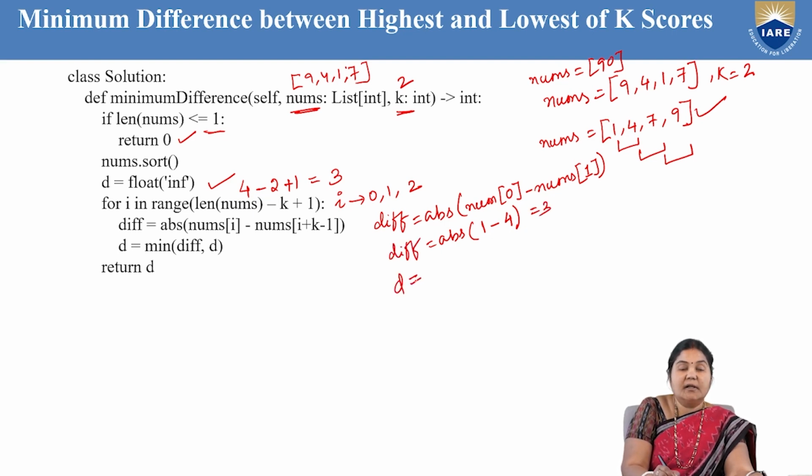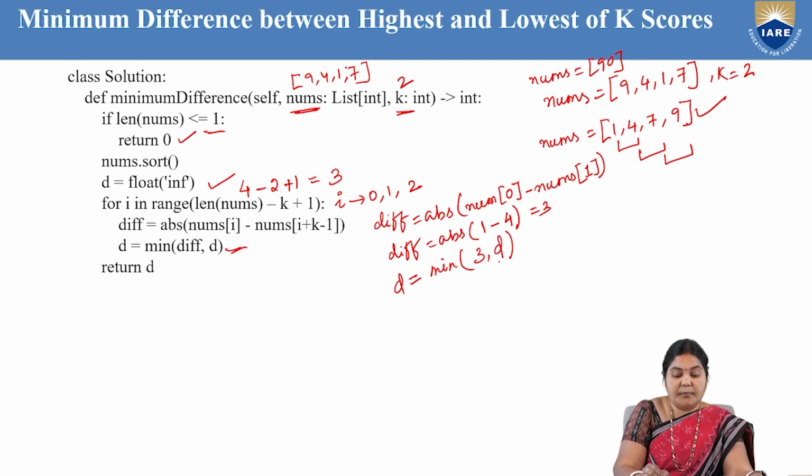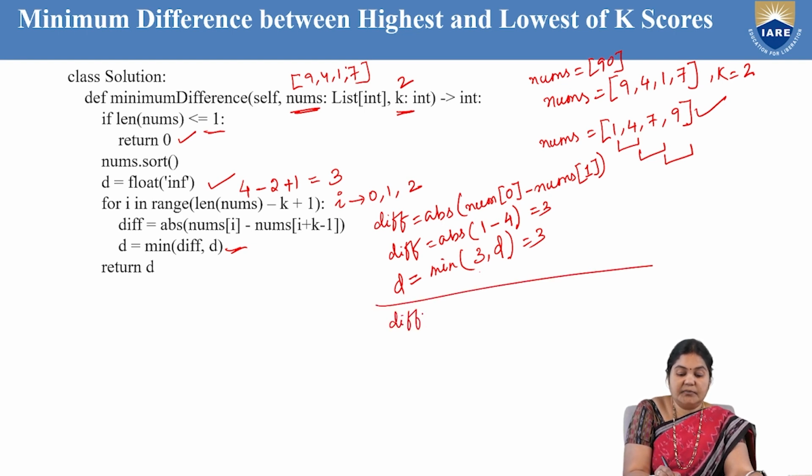How to find it out? D is nothing but the minimum of this formula. Difference is 3, comma, D is a very large value. So if you compare which is minimum, 3 is minimum. Similarly, second iteration. I have to find out the difference, which is absolute, where i becomes 1.